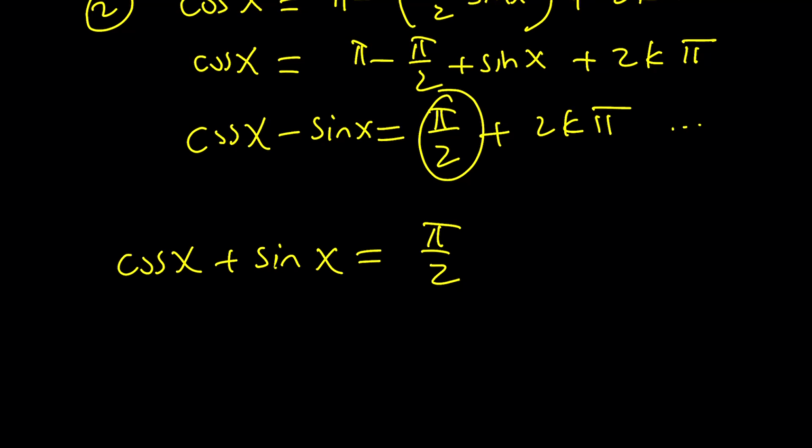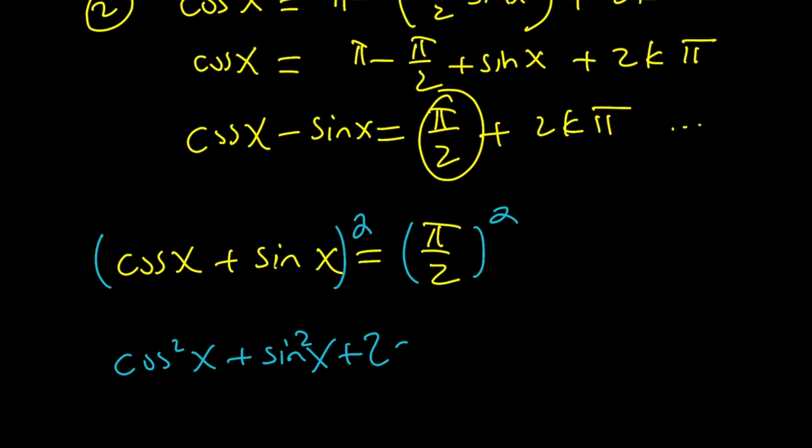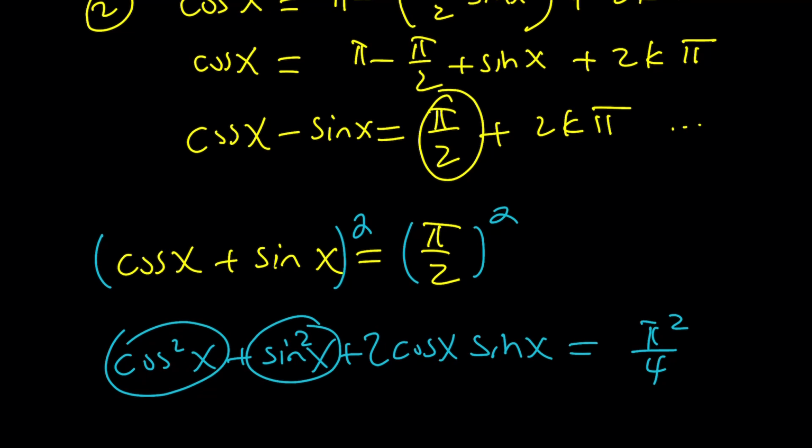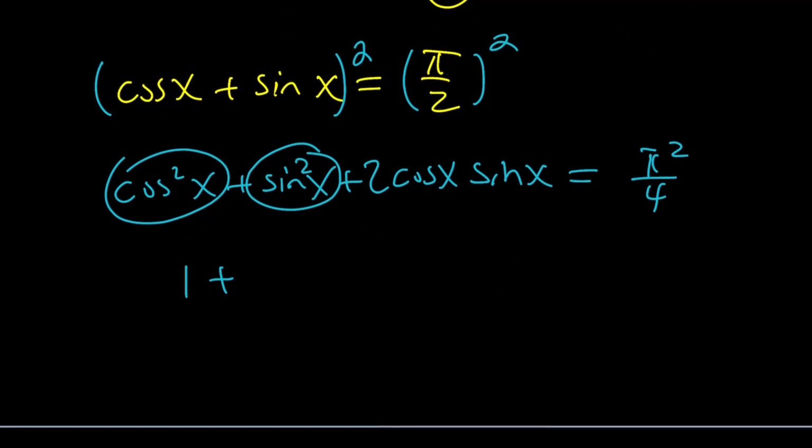So, how do you find complex solutions to this? Again, there are different ways to go about it. One of them is basically you could square both sides. That's definitely going to help. And when you square both sides, you're going to get cosine squared plus sine squared plus 2 cosine x sine x equals pi squared over 4. And this sum is 1, as you know, hopefully. 1 plus 2 sine x cosine x, I just like to write it that way, equals pi squared over 4.